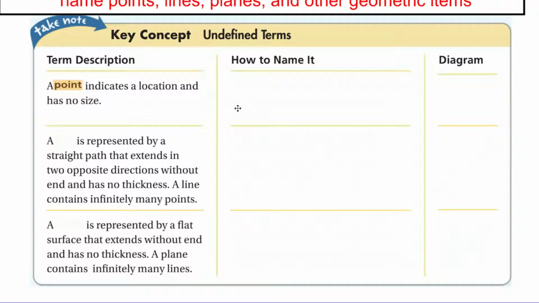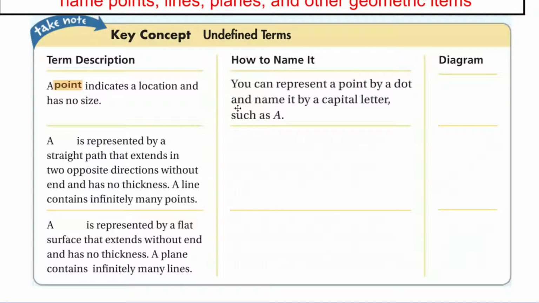A point indicates a location that has no size, and so that's really just a space or a spot on a line, or a spot on a grid, or a spot in 3 dimensions, just some location. It doesn't actually have size, but we're trying to indicate a location on some geometric shape.